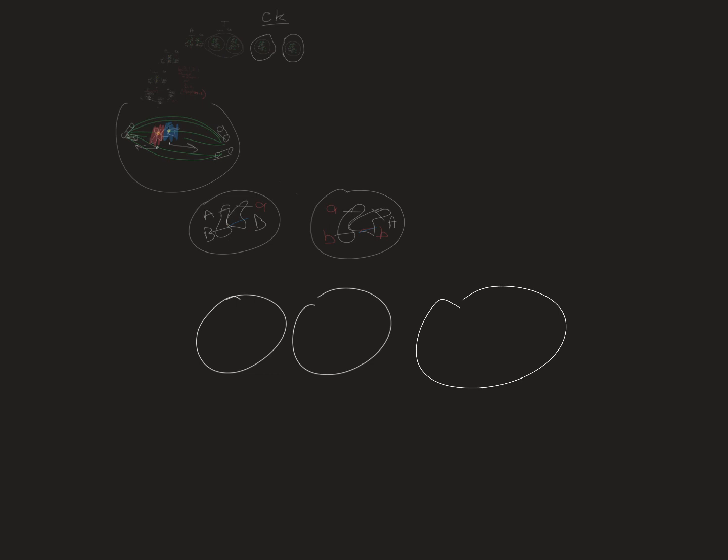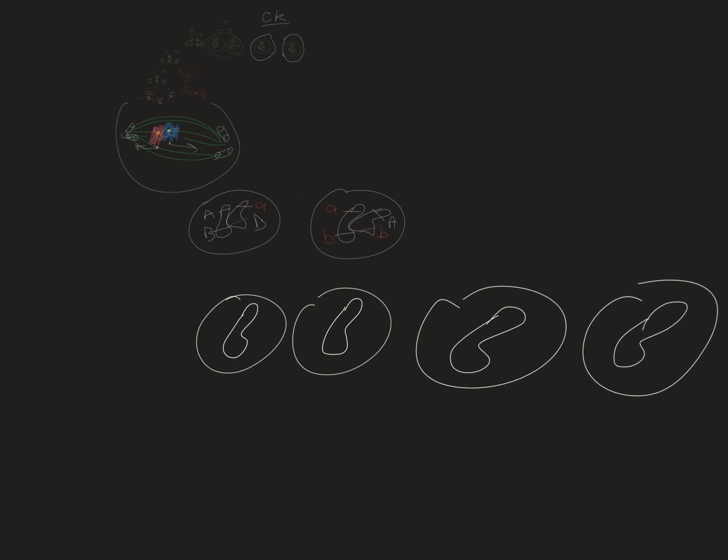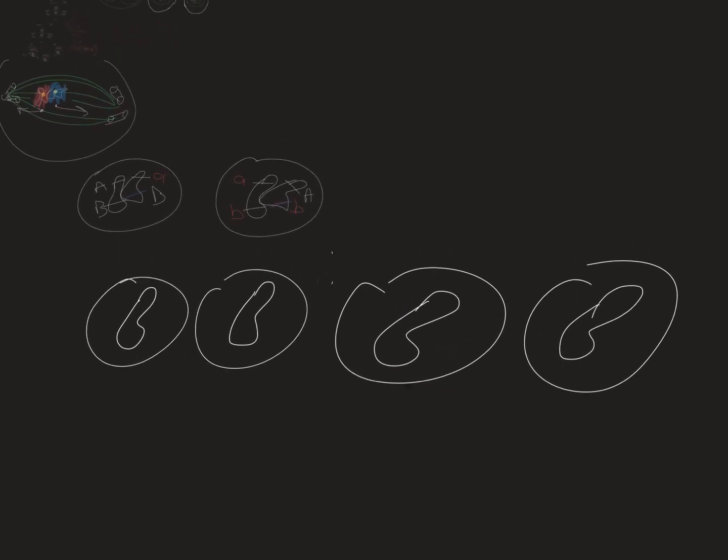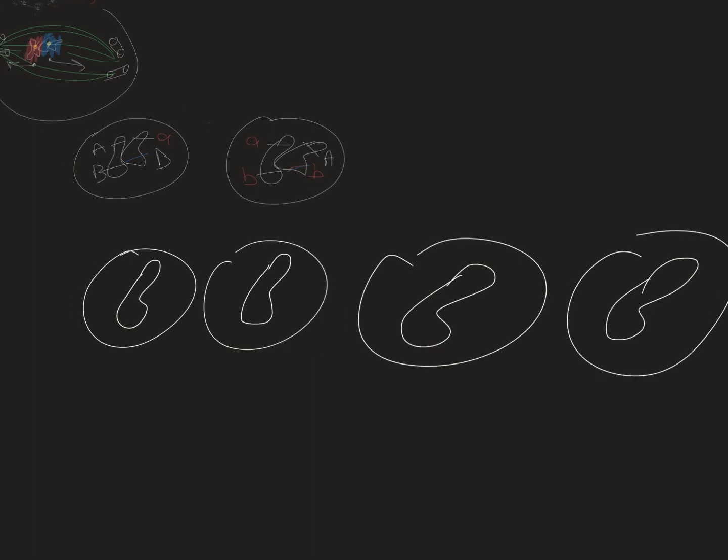So after meiosis 1, then they go through mitosis again. Well, no, they just do meiosis again. It's just like mitosis. Meiosis 2 is just like mitosis, but there's no doubling of the DNA.